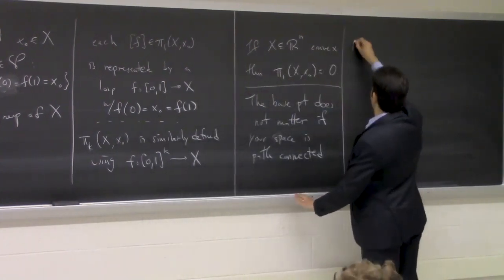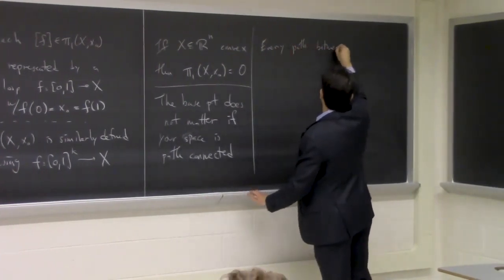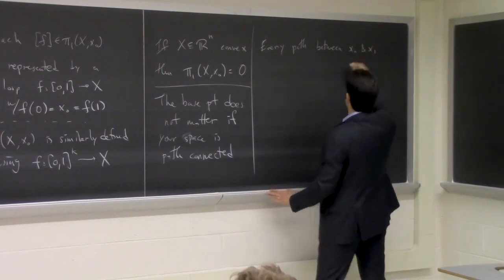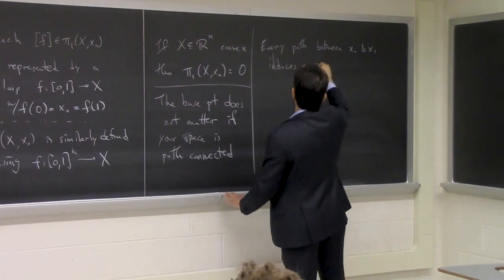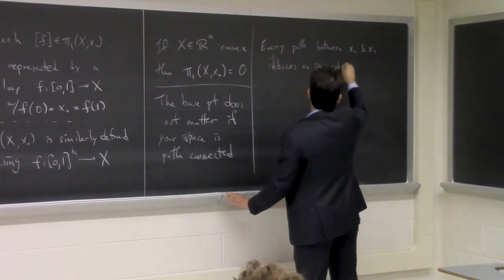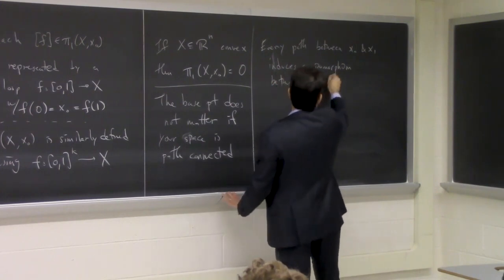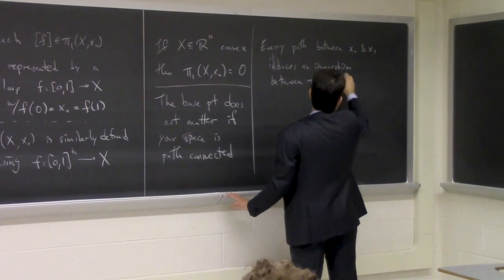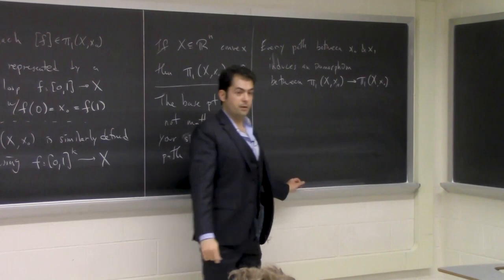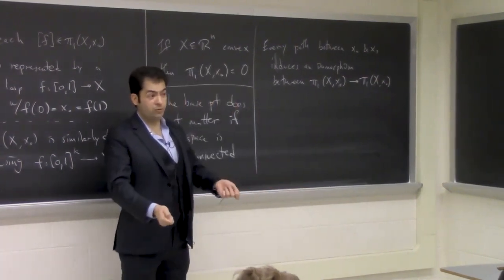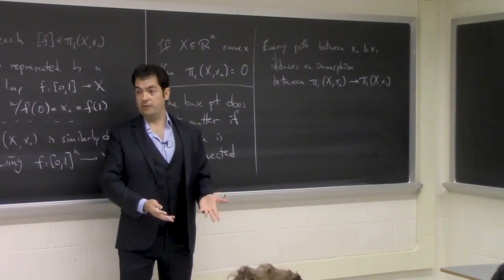All right, more precisely, every path between 2 points induces an isomorphism between, well, the way we wrote it, the fundamental groups in that order. Right, but it doesn't matter. The point is, if you can connect 2 points with a path, then the fundamental groups based at those points are isomorphic.